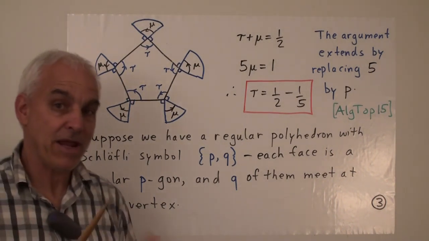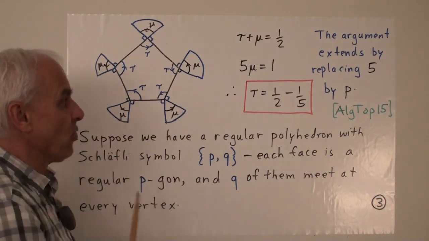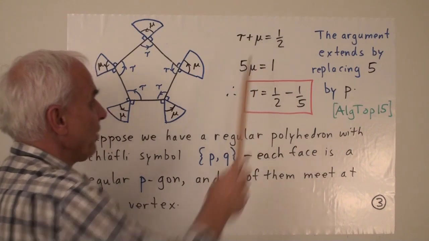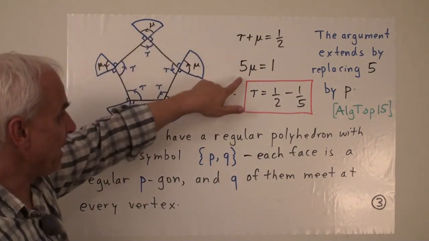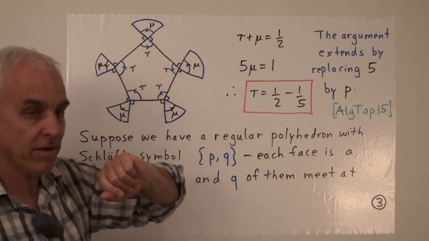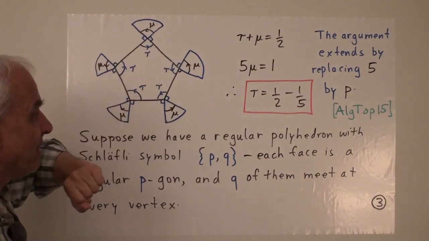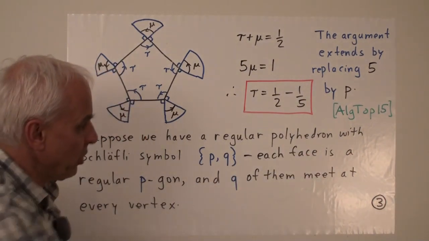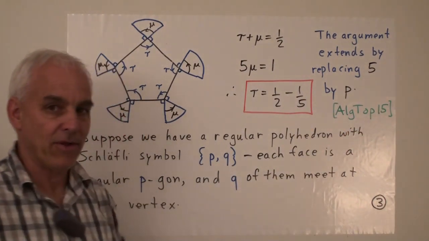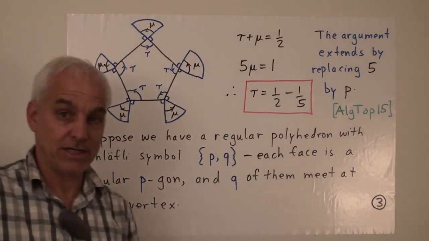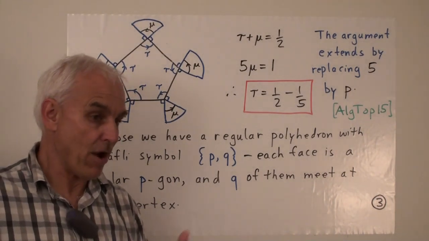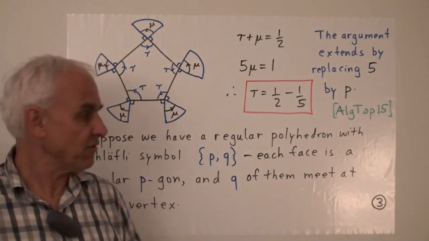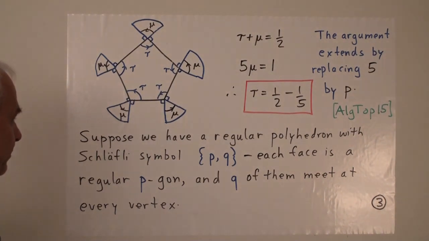Now for a regular p-gon, it's exactly the same story, but we just replace the 5 by the p. So this tau plus mu relation equals 1/2, that'll still be the same, but now it'll be p times mu equals 1 if there are p such little wedges, and then tau will be 1/2 minus 1 over p. If you want to know a little bit more about working with turn angles, you can have a look in the algebraic topology series, where I show how these notions are very useful for curvatures of polygons, polyhedra.